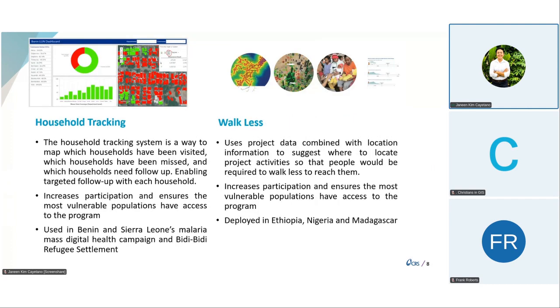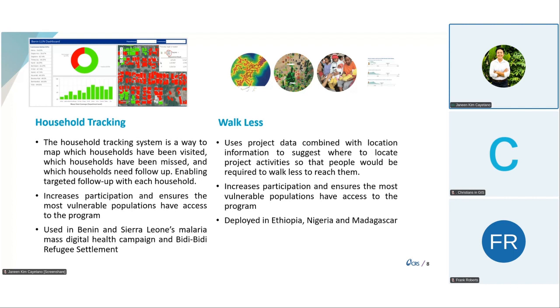And then the next one is household tracking. This was a recent thing that we did with the Bill and Melinda Gates Foundation. We used it for our malaria mass digital health campaign. We had a countrywide distribution of bed nets. We partnered with Maxar's platform called Ethiopia. They provide building polygons for free for the African region. We use those building polygons to track in which areas there are households.